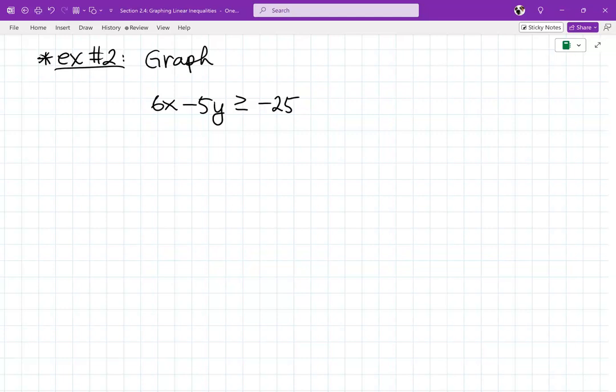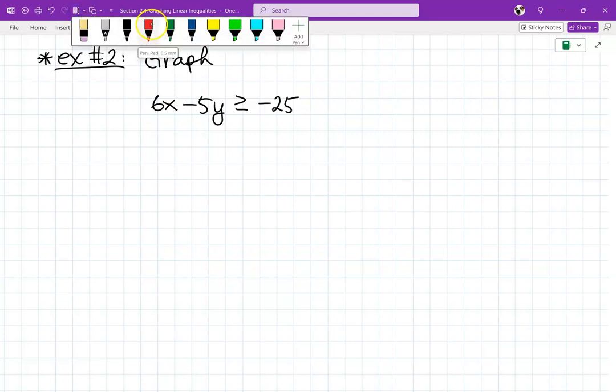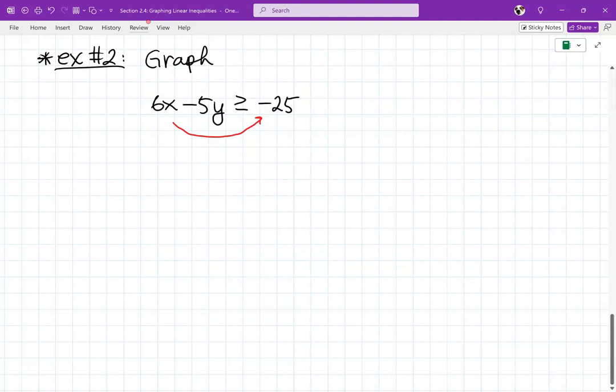So here we have an equation, 6x minus 5y is greater than or equal to negative 25. So I'm going to have to solve for y. We'll get the 6x first. Move it over. So I get negative 5y is greater than or equal to negative 6x minus 25. And then I have to divide everything by negative 5, right? I divide by negative 5, divide this by negative 5. I'm dividing everything by a negative.